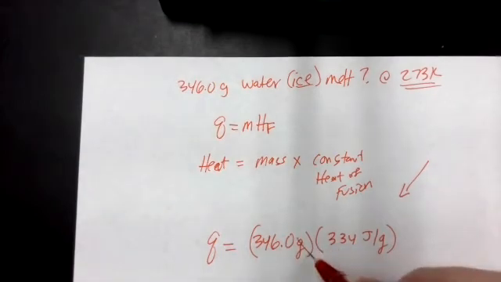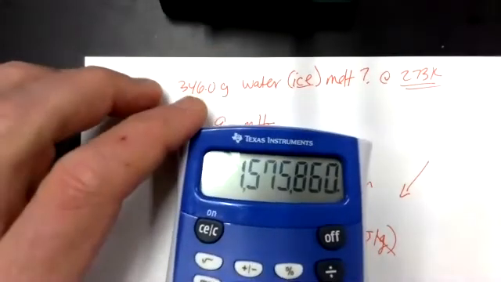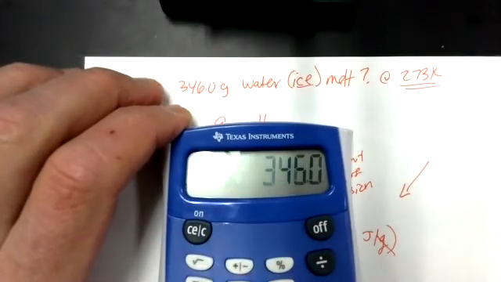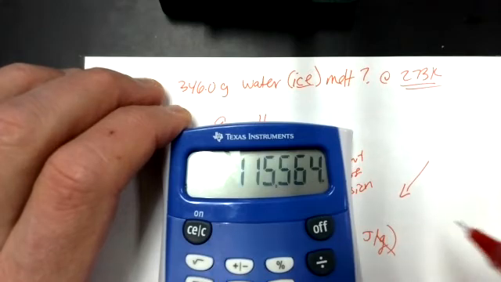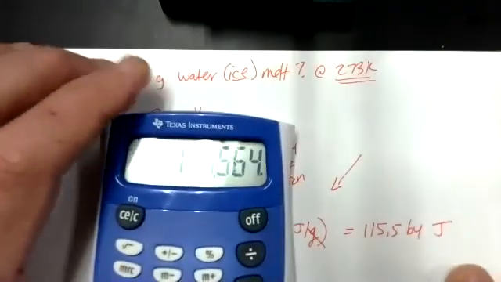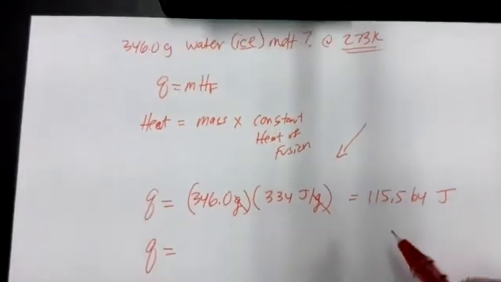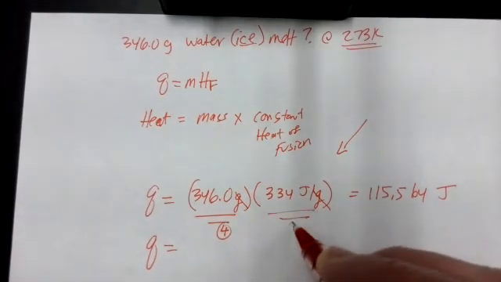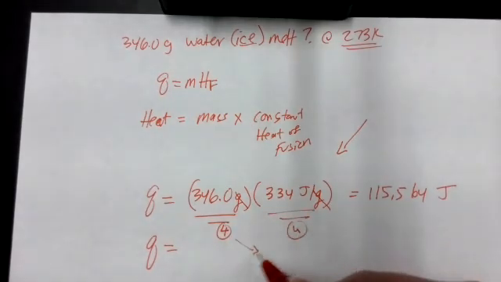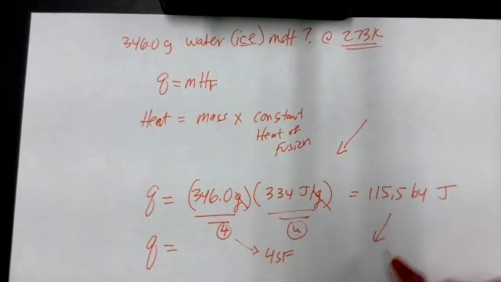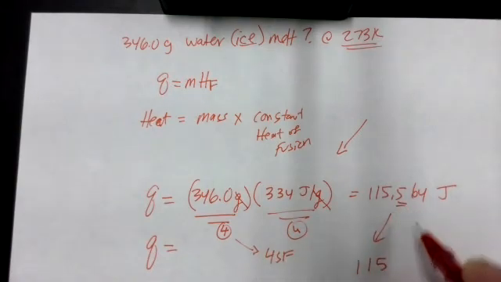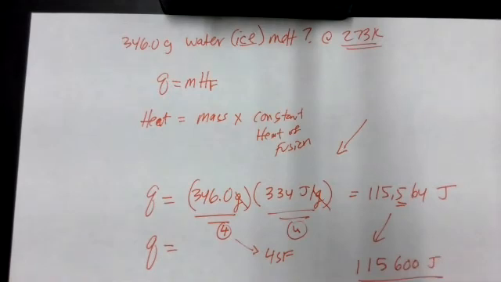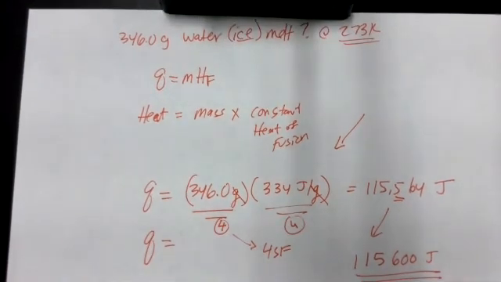The grams in the numerator cancel the grams in the denominator, and the Q is going to equal 346.0 times 334, or 115,564 joules. And then we're going to round this. We have to see about significant figures. This has 4 significant figures, and this has unlimited. So we're going to need 4 significant figures. This is going to round to 115,600 joules. That's going to be the answer.